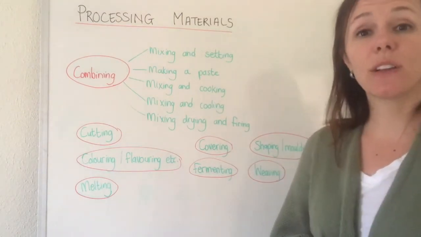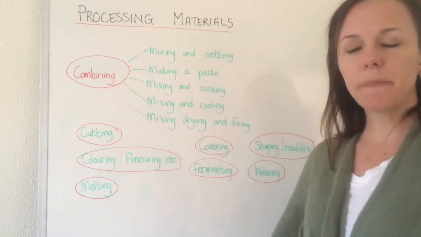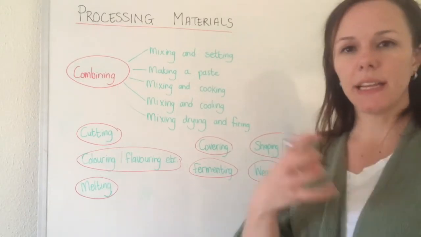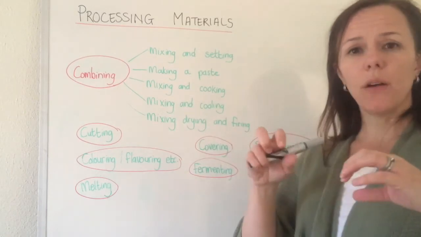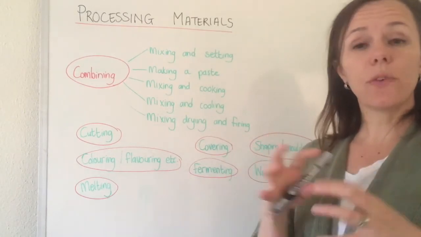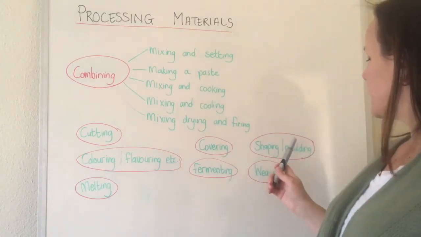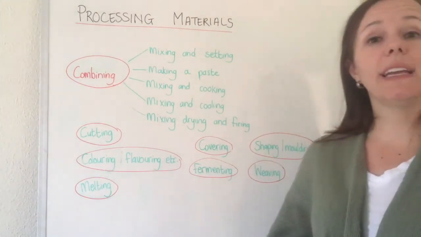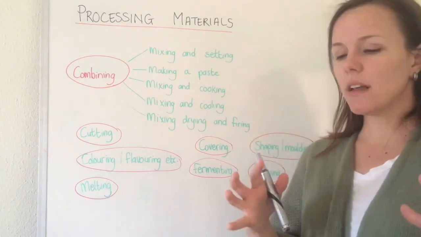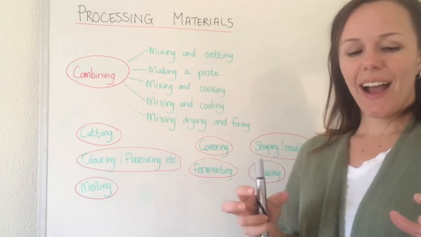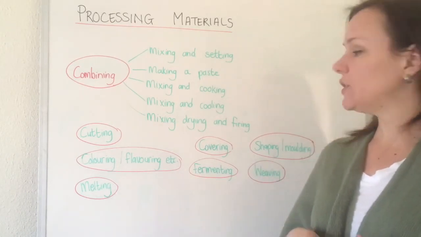Fermenting. If you think about cheese, cheese is basically milk that's been fermented. Wine is grapes that's been fermented. So it's left for a long time and then it ferments and it becomes something completely new. That's another process. Shaping and molding. If we think about clay as a material, a non-metal, we learned earlier, you can shape it and mold it into any kind of thing you want to make.